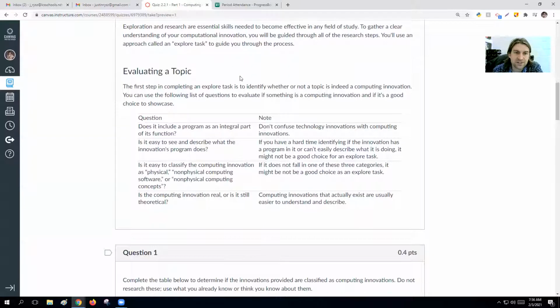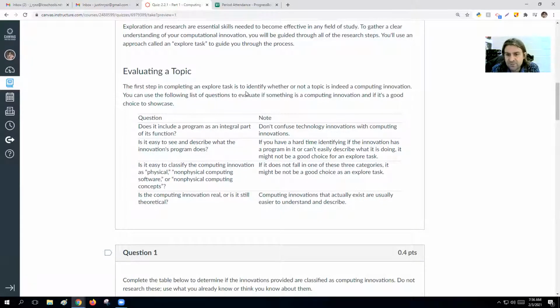So what we're first going to do is evaluate a topic. First, in completing an explore task, is to identify whether or not a topic is indeed a computing innovation. You can use the following list of questions to evaluate if something is a computing innovation and if it's a good choice to showcase. First, ask: does it include a program as an integral part of its function? Make sure you don't confuse technology innovations with computing innovations. Is it easy to see and describe what the computing innovation program does?